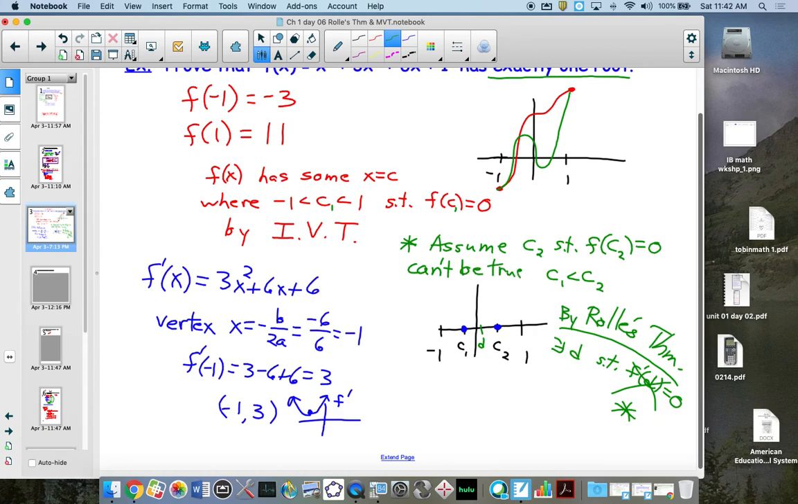And therefore, there is only one place between negative 1 and 1 where f of c sub 1 is going to equal 0. So you might have to kind of go through the logic of that again. It was a little complicated. Hopefully I explained it well enough for you, but you might want to go through that again.